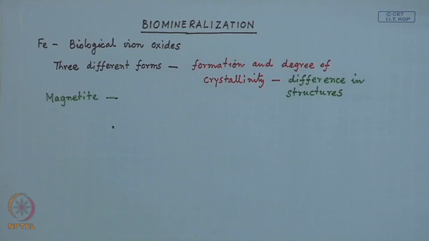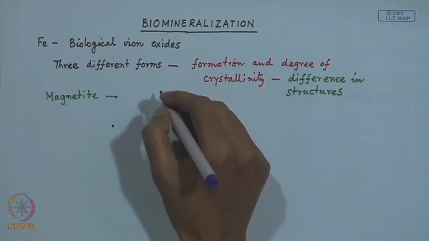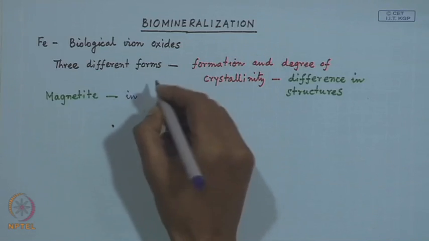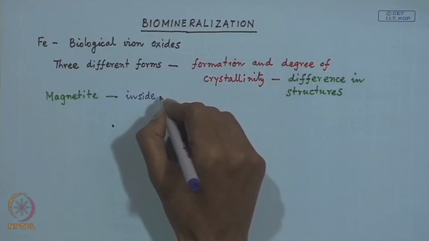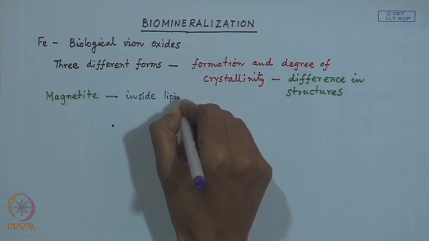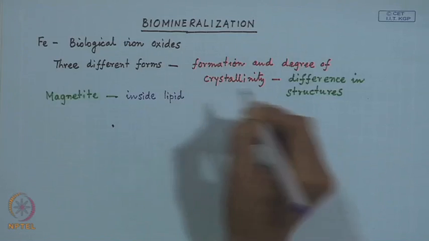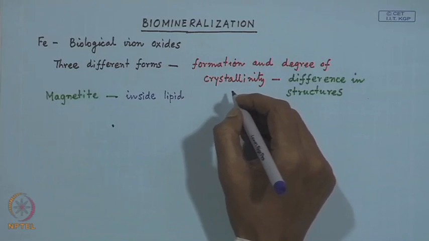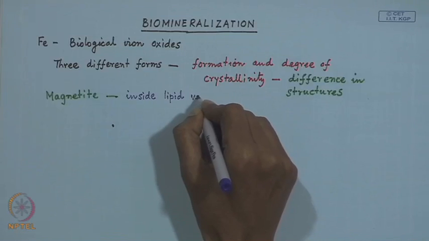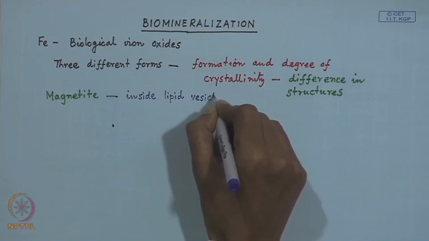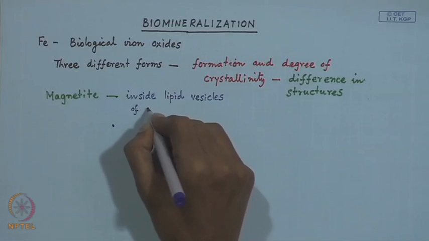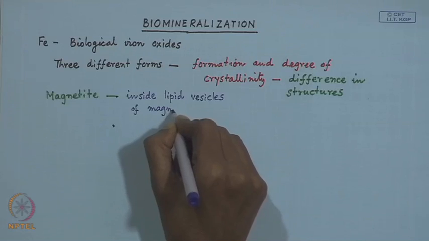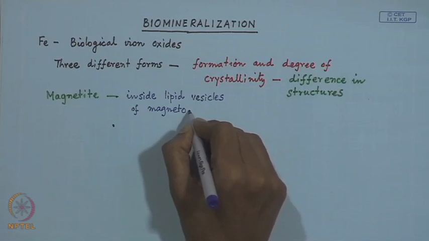One such example is magnetite. They are magnetic in nature, but they are formed in a typical environment which is a little bit different, inside the lipid. The biological part which helps in the crystallization of these iron centers are lipid vesicles of some magnetotactic bacteria or magnetobacteria.